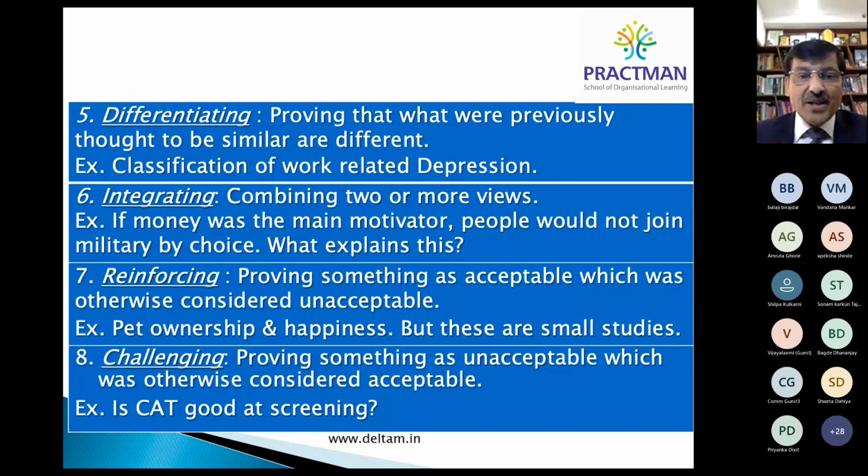Sometimes some research has been done and it is acceptable at some level, but beyond that, there are certain questions. You probe those questions and see whether the findings of that research still stand or withstand. That means, can you reinforce the findings which somebody else had found? Like, for example, in some countries, research showed that ownership of pets, dogs or cats, or maybe some other animals, improves happiness.